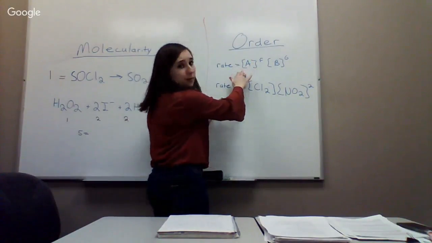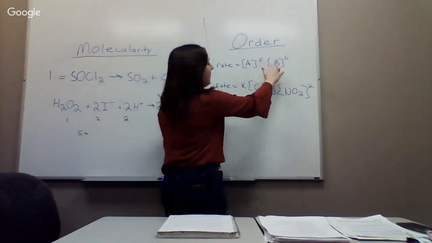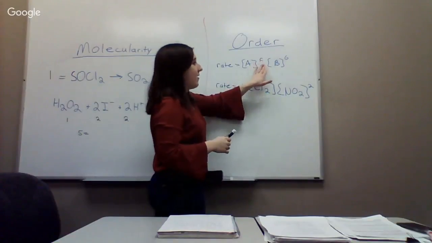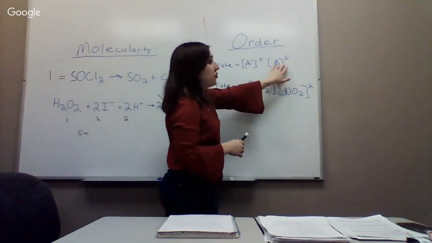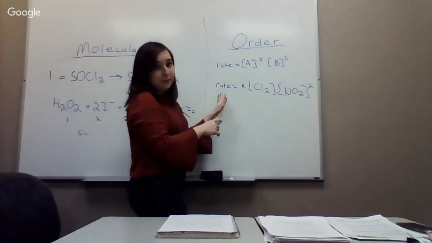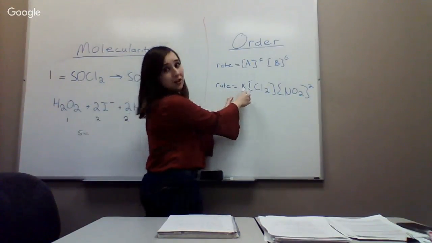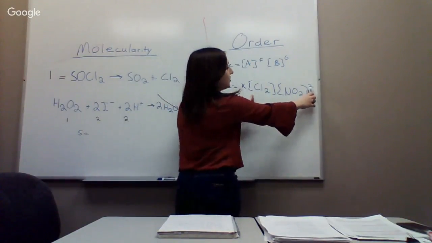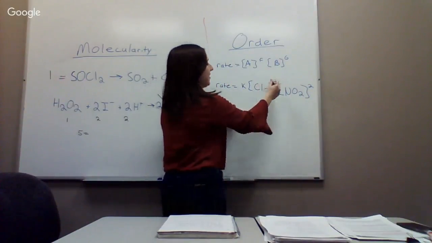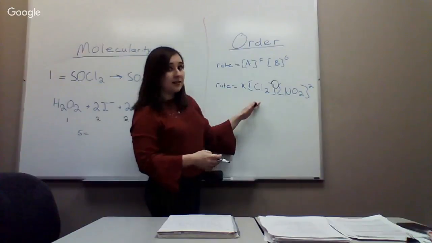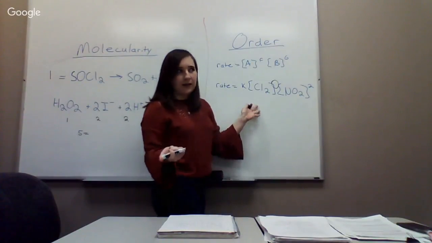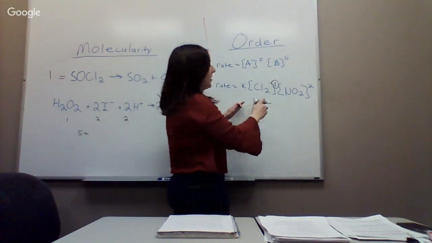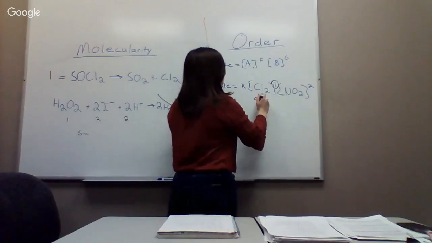They give you the general form in your book of [A]^F [B]^G. What this is saying is that A is in the order of F, and B is in the order of G. So looking at an example, here we have rate equals k, the rate coefficient, times [Cl2] times [NO2] squared. So notice Cl2 does not have any type of exponent here. A lot of students may say, okay, we have an order of 0. That is not the case. Think of this as having a 1. If you have no number, then that is in the order of 1.